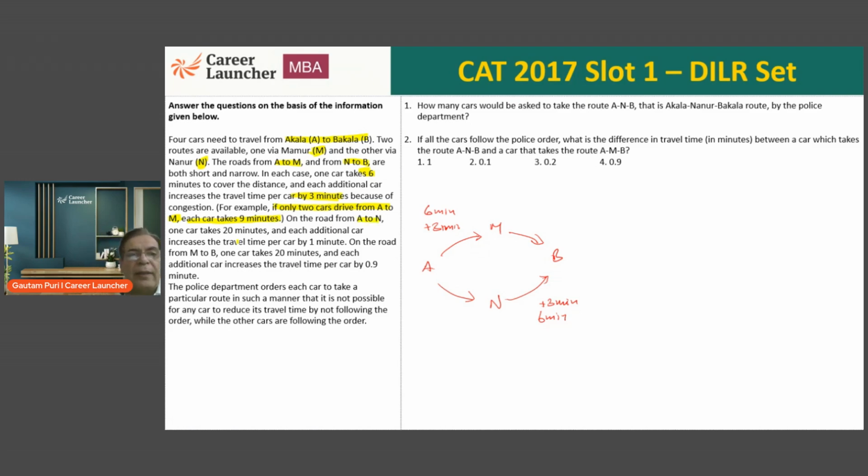On the road from A to N, 1 car takes 20 minutes. So A to N, 1 car will take 20 minutes. And each additional car will increase the travel time per car by 1 minute. So an additional car means plus 1 minute per car. On the road from M to B, one car takes 20 minutes and each additional car increases the travel time by 0.9 minutes. So M to B, it is 20 minutes plus 0.9 minutes.